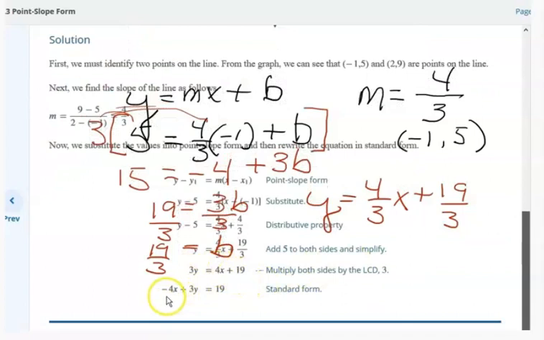Now notice here they're showing the a term, that is the coefficient of x, as a negative. In a way that's acceptable, but often they don't want that first term to be negative. You would just multiply everything by a -1, and this would become 4x minus 3y equals a -19. That would be acceptable as well.